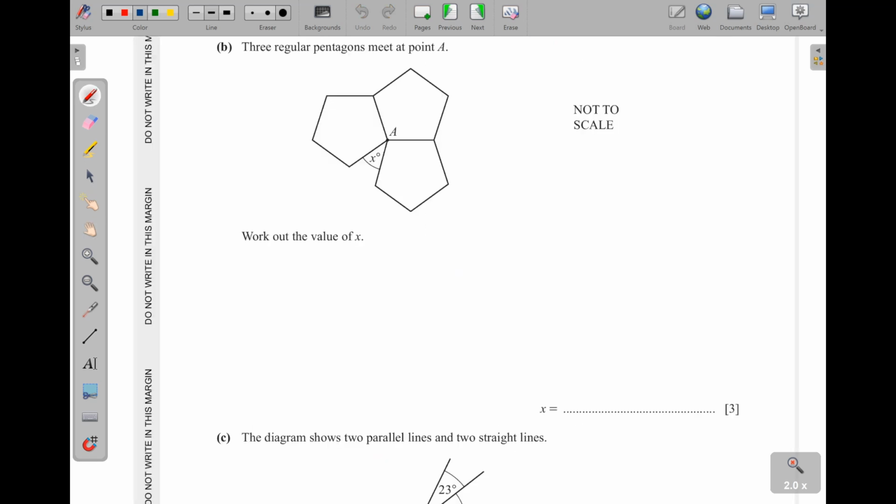Part B: 3 regular pentagons meet at a point A. Work out the value of x. Now this is an interior angle of a pentagon, even this one and this one. So that is what we need to find. For any n-sided shape, let's say this pentagon here, I can look at the number of triangles which are formed. You see, those ones are 3. The n is 5, but the number of triangles is 3.